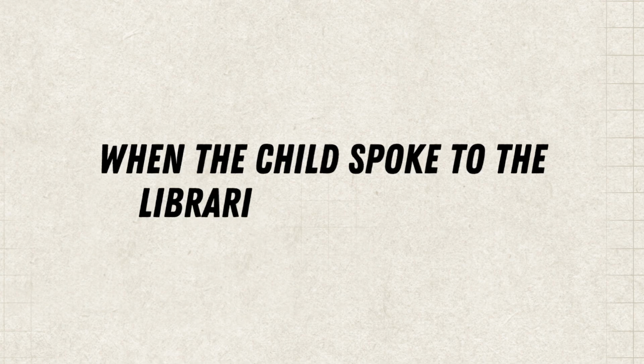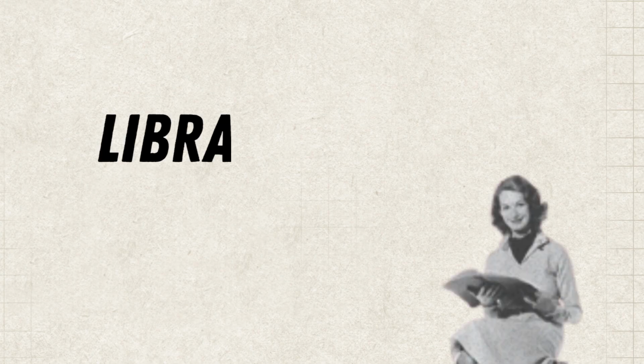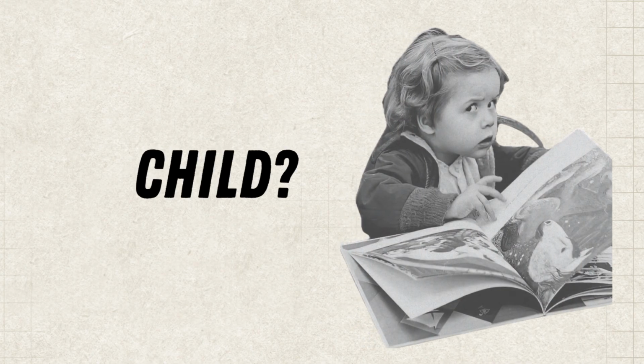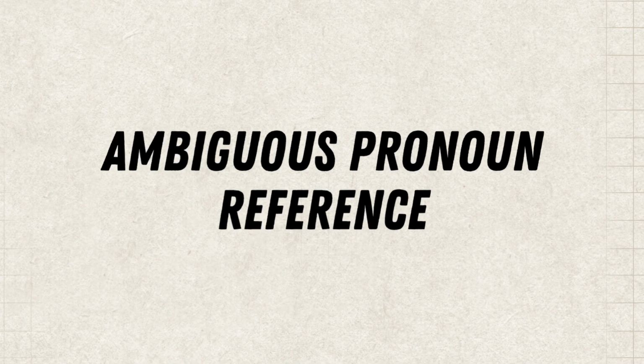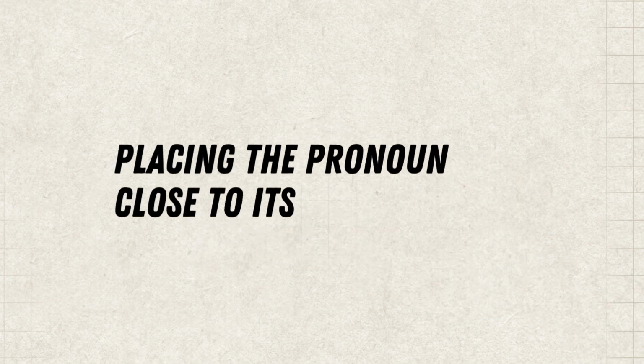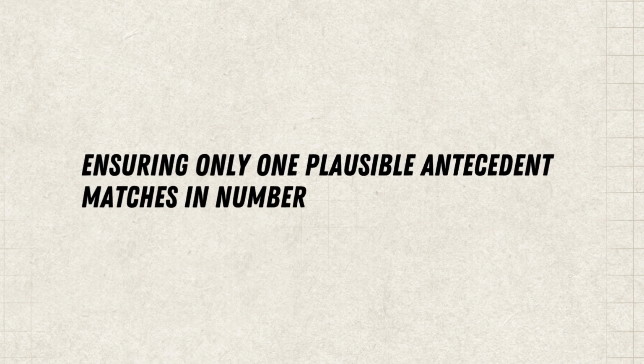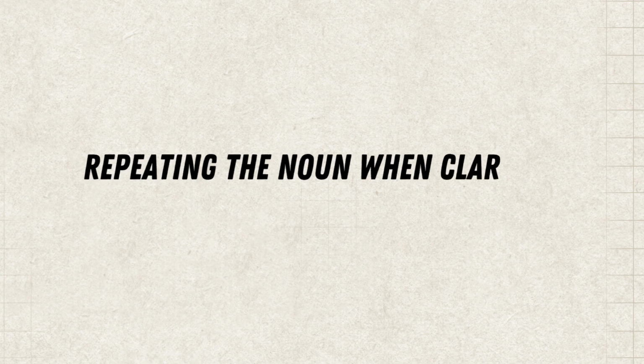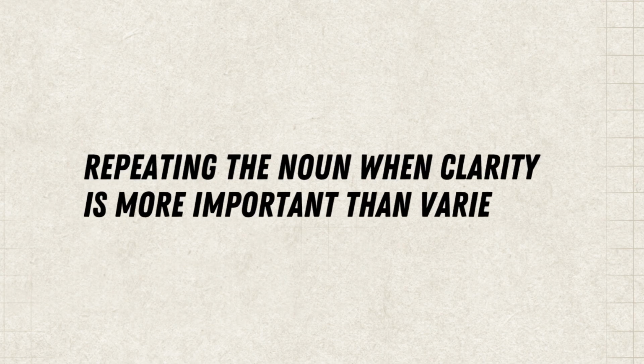Consider a sentence like, when the child spoke to the librarian, she was shy. Who is she? The librarian or the child? This is a classic case of ambiguous pronoun reference. Clear, accessible writing avoids unclear pronoun references by placing the pronoun close to its antecedent, ensuring only one plausible antecedent matches in number and gender, if it's relevant, and repeating the noun when clarity is more important than variety.